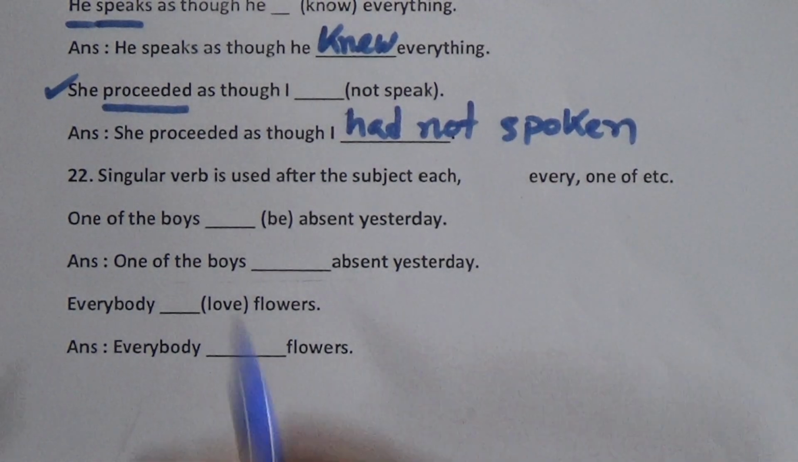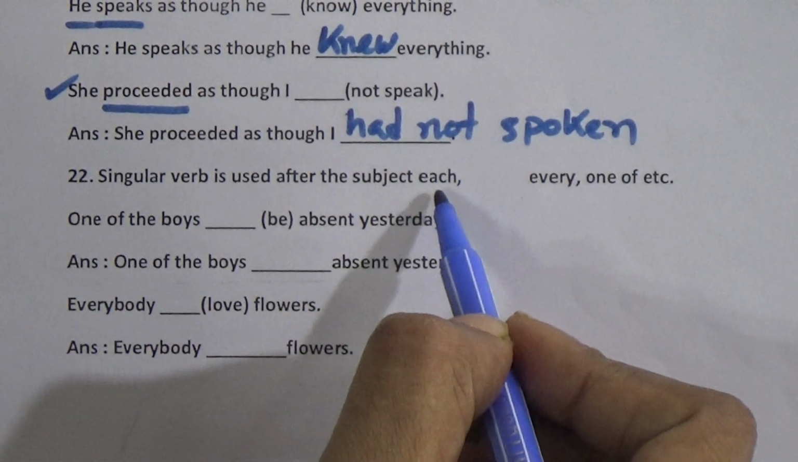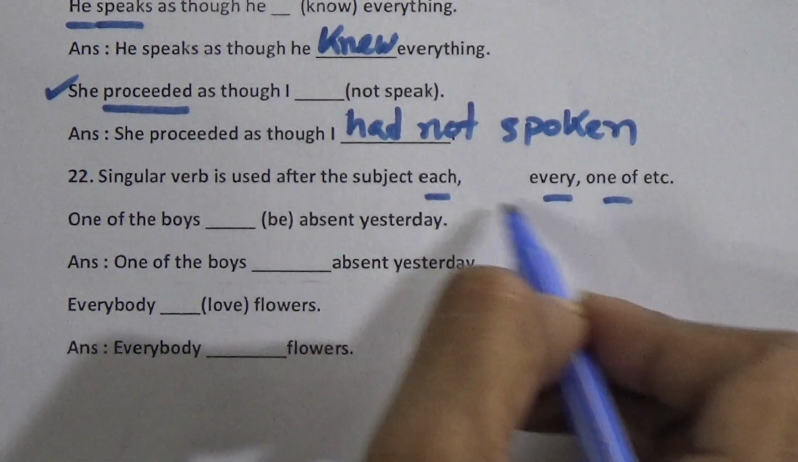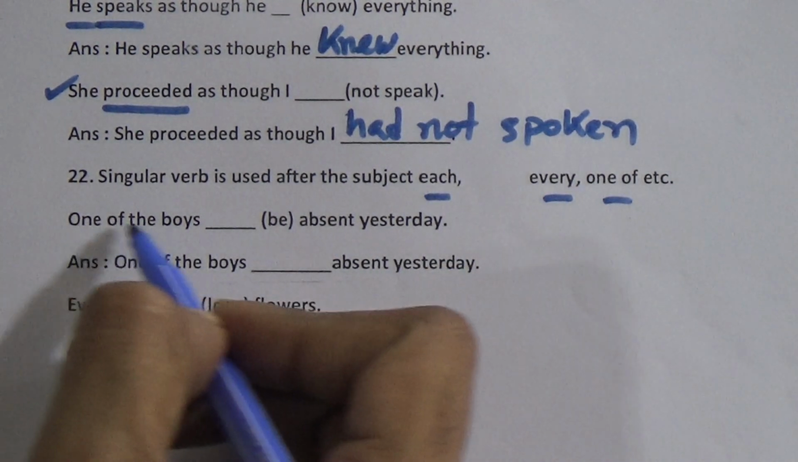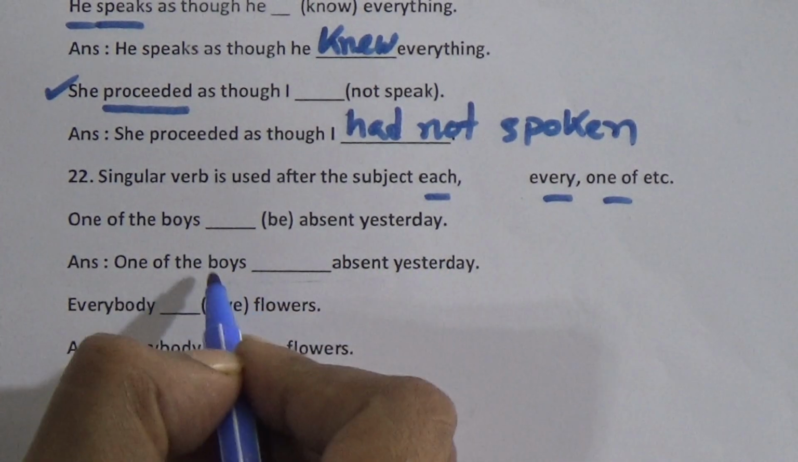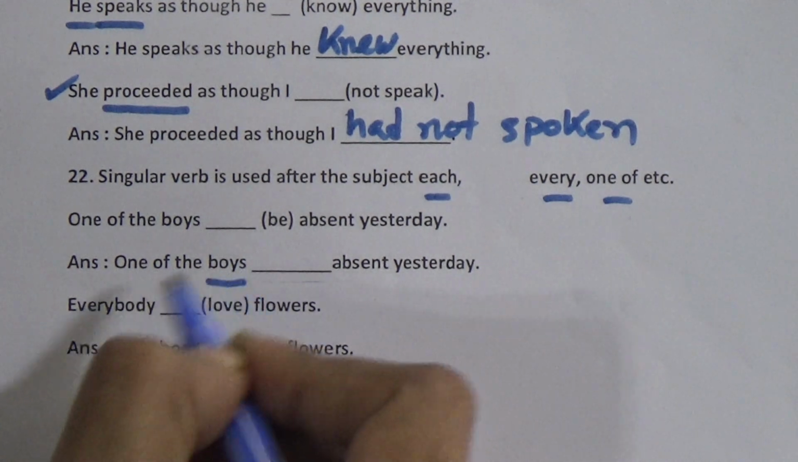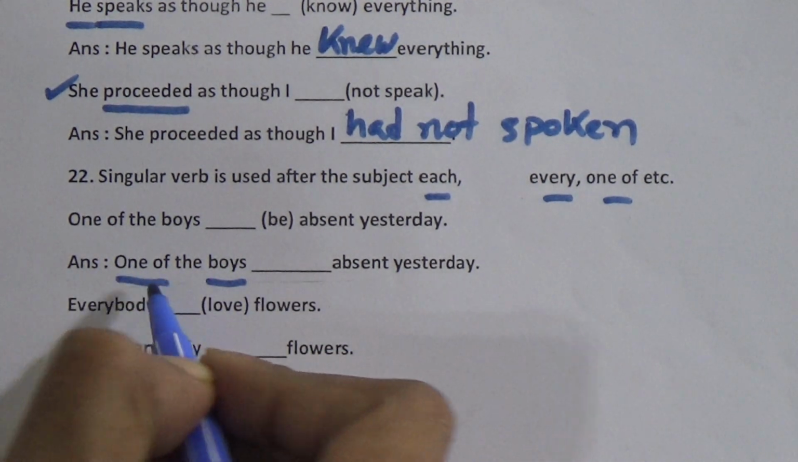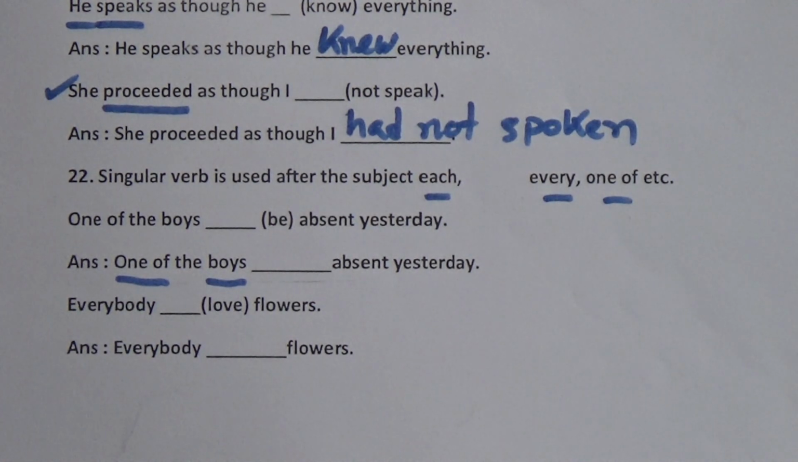Rule number 22: singular verb is used after the subject each, every, one of. That means after these words we will take a singular verb. One of the boys dash be absent yesterday. Don't be confused with the word boys. It looks plural, but if we find "one of", then we will take a singular verb.